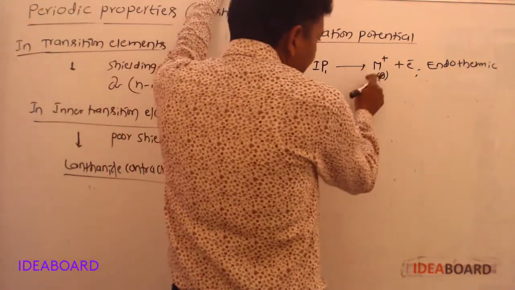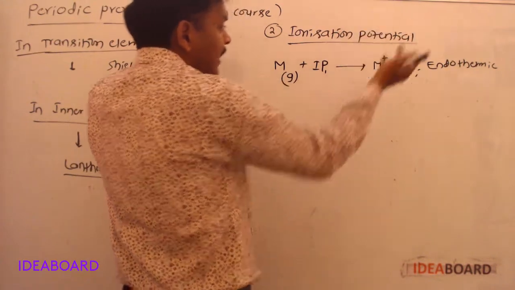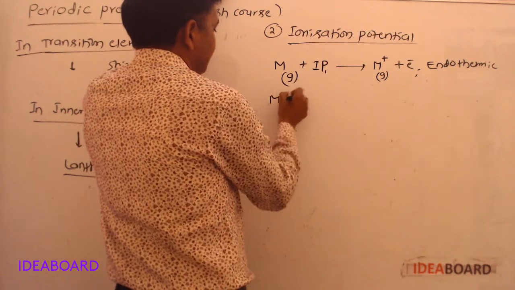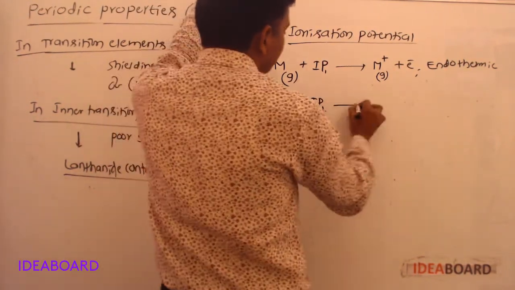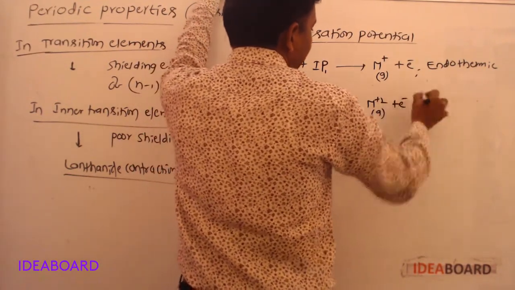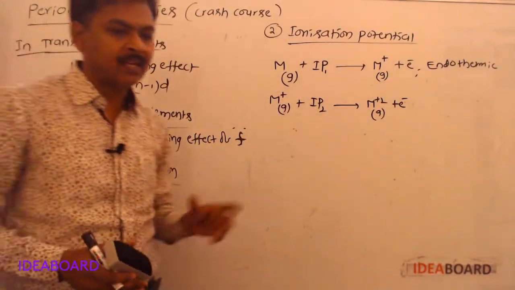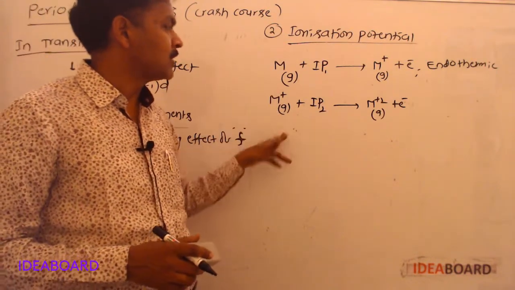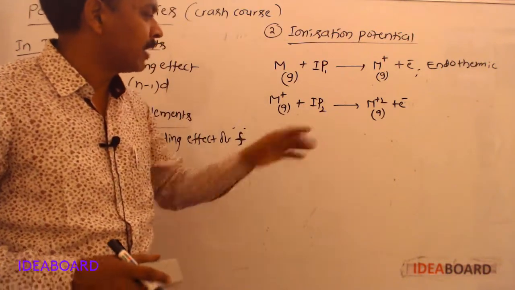Next, the energy required to remove the electron from the valence orbit of a unipositive ion is called second ionization potential. M plus, plus IP2, gives rise to M plus 2 plus an electron. This is also endothermic. It is called second ionization energy or second ionization potential.